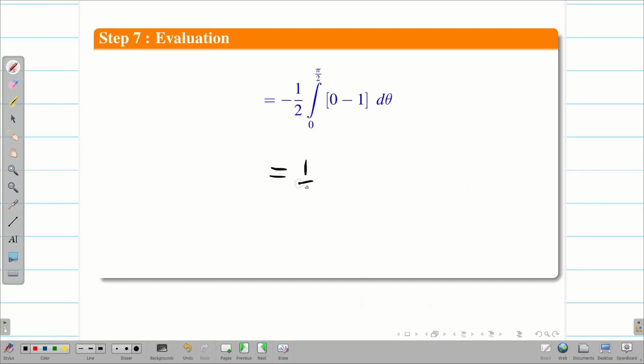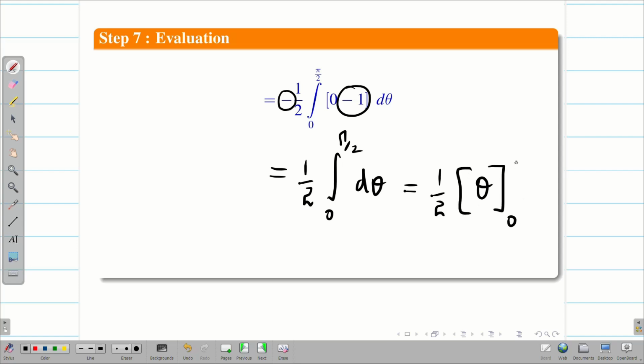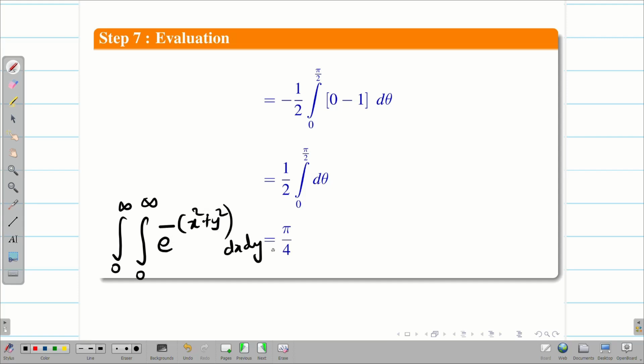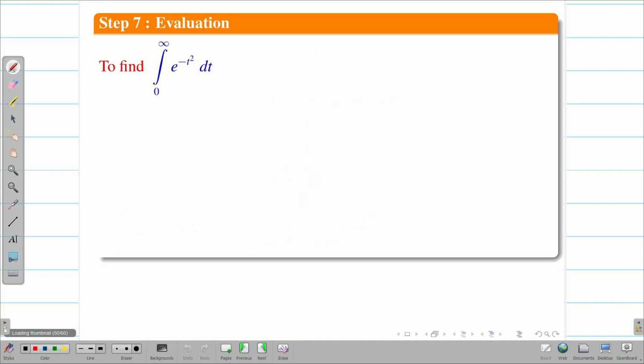So we get 1 by 2 integral 0 to pi by 2 d theta, because this minus will get cancelled with this minus. So 1 by 2, integral d theta is theta. The limits are 0 to pi by 2. Therefore my answer is pi by 2 into 1 by 2, that is pi by 4. Therefore, the first part of the problem we proved: integral 0 to infinity, integral 0 to infinity of e power minus x square plus y square dx dy is pi by 4. Done. Next, we have to find this from the given result.